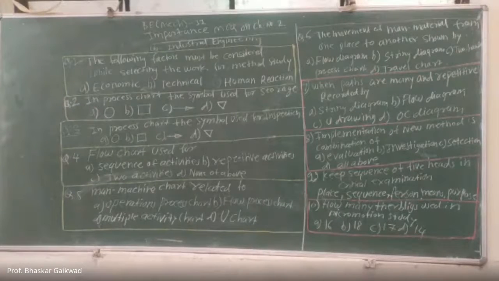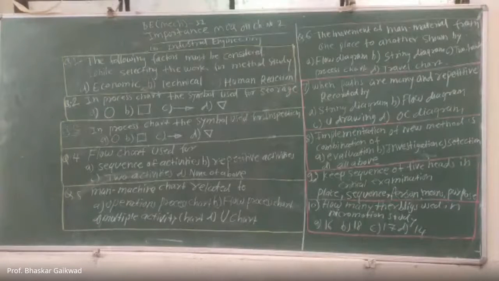Now question number 7: when paths are many and repetitive, many paths are there, movement is more, string diagrams are required. Then question number 8, implementation of a new method is the combination of. Suppose you have developed new methods, what should be contained in those new methods? Evaluation, investigation, and selection. All these points are required.